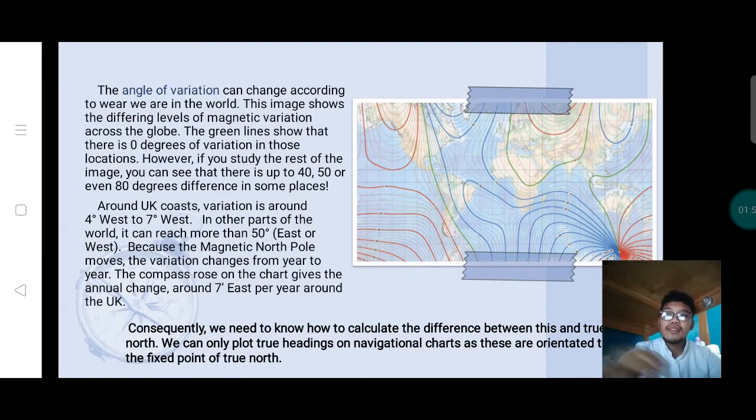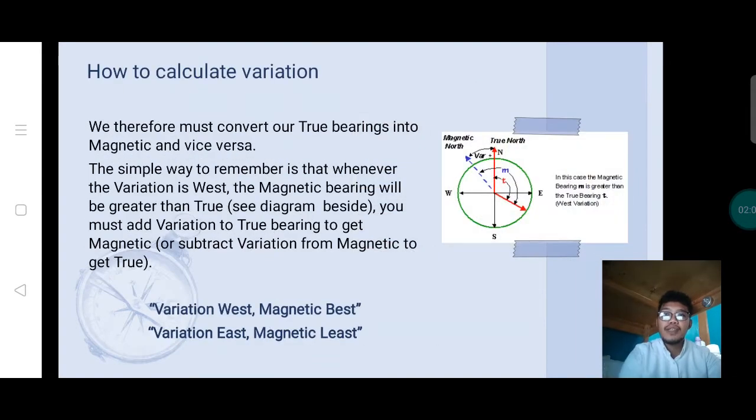Now that we understand the difference between the true north and the magnetic north, let us discuss how to plot our true headings using the variation. On charts, we need to look for the compass rose in order to identify the variation for the specific place. And as discussed earlier, the magnetic north differs depending on where you are situated on the planet, so the use of the compass rose is vital in solving the variation.